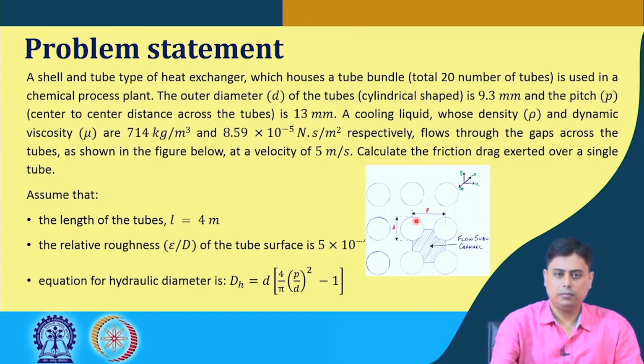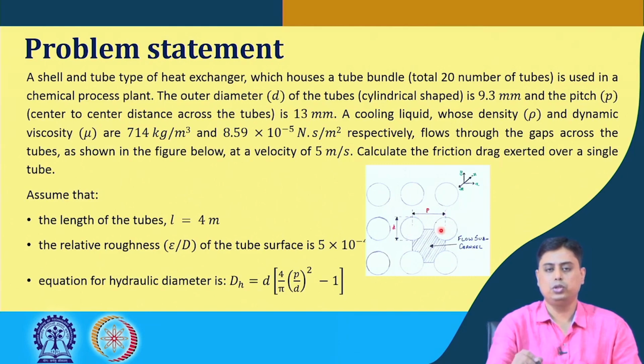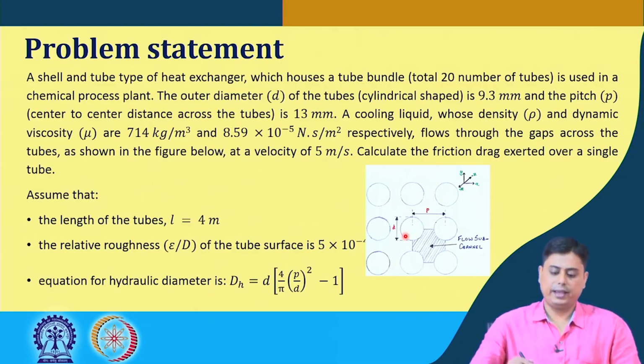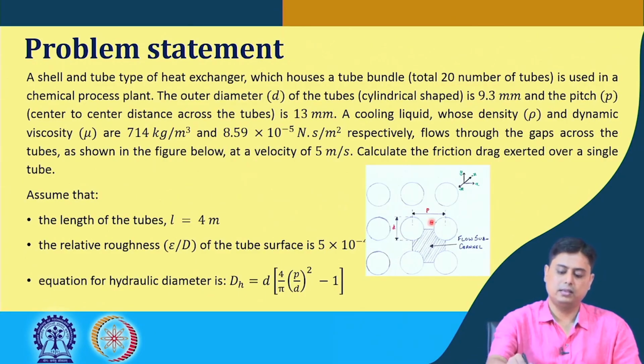So, if you look at this picture, these are the tubes that are stacked in this way. Okay. So, this is the outer diameter D and this is the pitch P, the center to center distance between the two tubes. Okay. That is also mentioned here. Now, on the shell side, that means through these spaces, this shaded space, one portion of this is marked here. Similarly, the space in between the tubes we call the shell side. There coolant water is flowing.